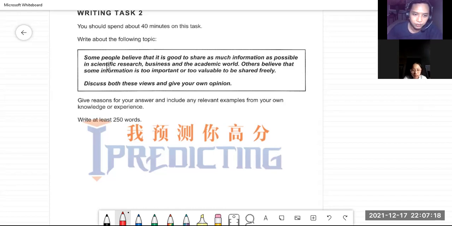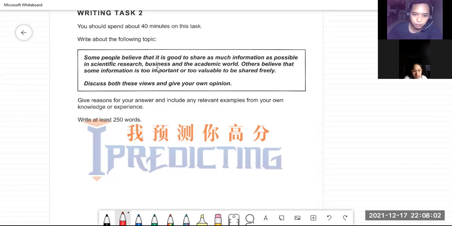So some people believe that it is good to share as much information as possible in scientific research. Do you know what scientific research is? I'm not sure, but I think it looks like when we search something on Google. Yes, it's quite similar to a Google search, but scientific research is more about scientific things. For example, other people's research is put together in that scientific research.